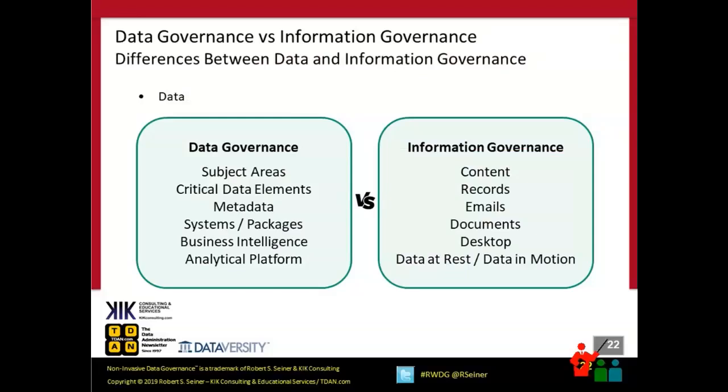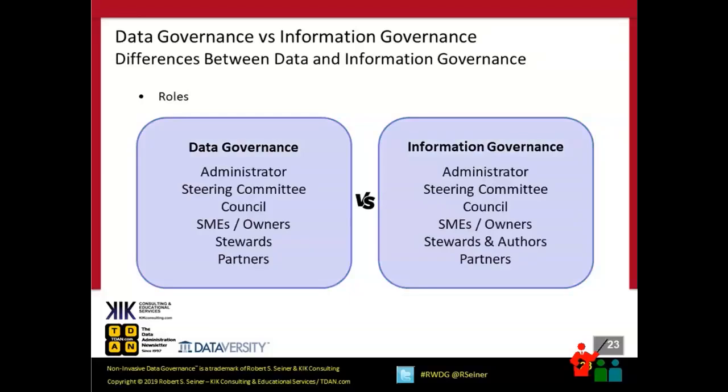On the information governance side, at least from a lot of the organizations that I see and the way they define it, they're focusing on content and records and emails and documents and things that are stored on your desktop on your computer. Basically, they're considering data that's at rest and being stored somewhere within the organization, or data that's in motion, whether it's being transmitted or being loaded onto a personal device or being printed. Those are things that need to be considered, especially when you're talking about information governance from a data perspective.